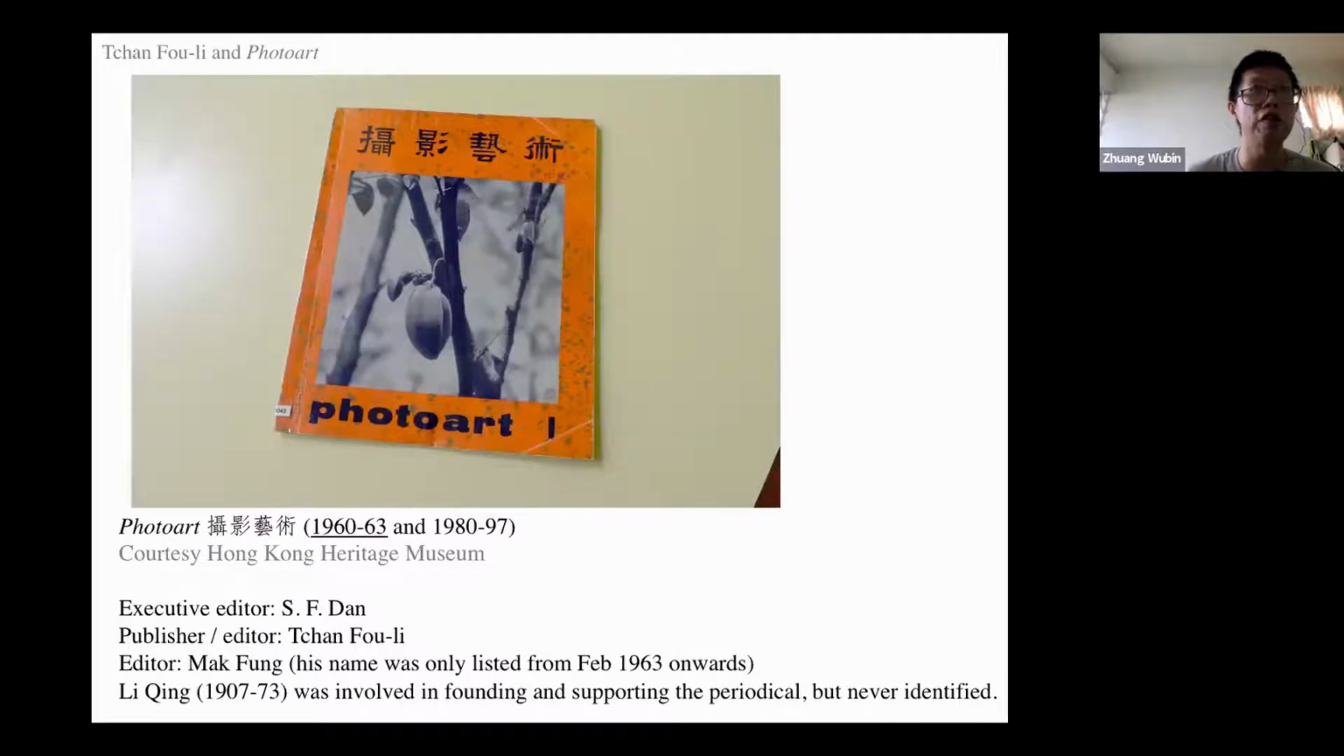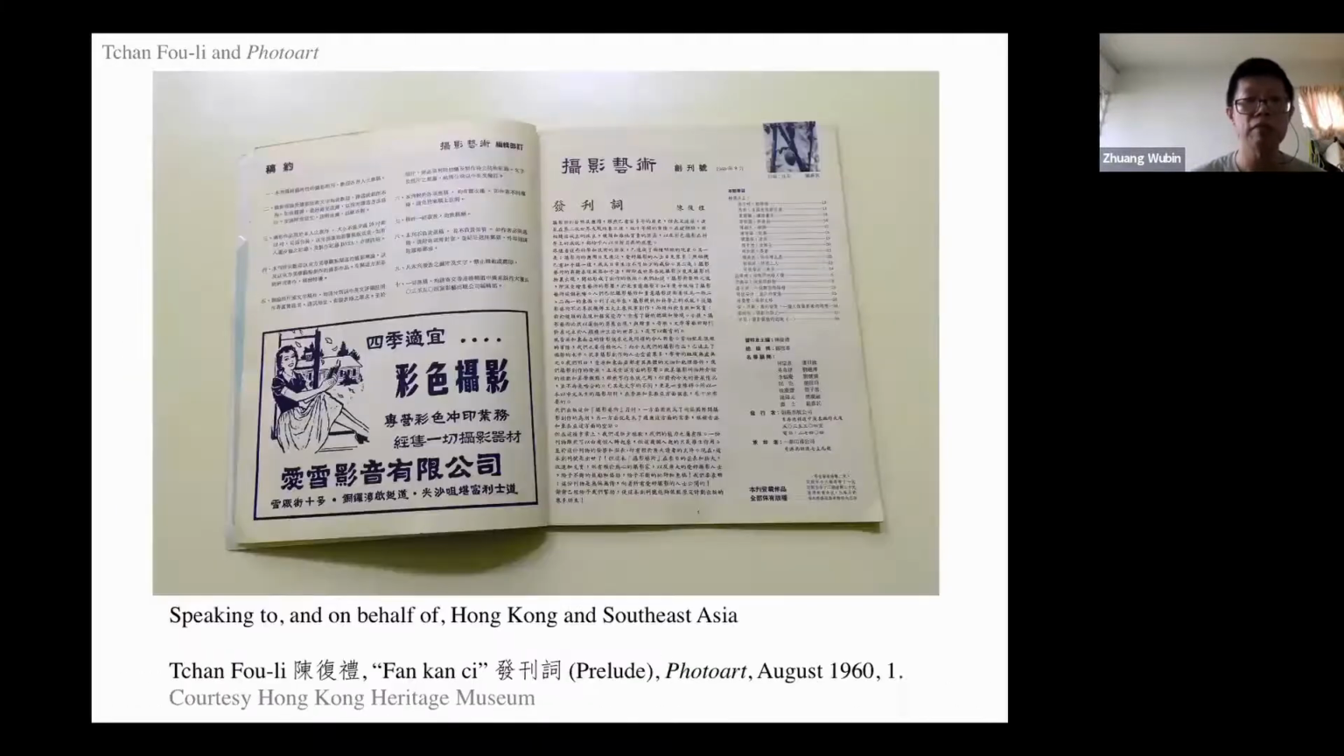He was actually involved in two important photo periodicals, and there is a very close connection between the two periodicals. I will spend a bit more time talking about Photo Art. As I said, I'm focusing primarily on the first period, 1960 to 63. So these are the members that were involved. He was the publisher editor. Mark Fong was involved as well, but his name was only listed much later. Li-Ching was also involved, but he was never identified. I'll come back briefly to Li-Ching. So he was actually involved in founding, supporting, perhaps even funding Photo Art.